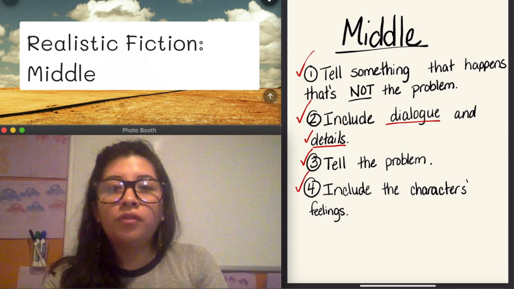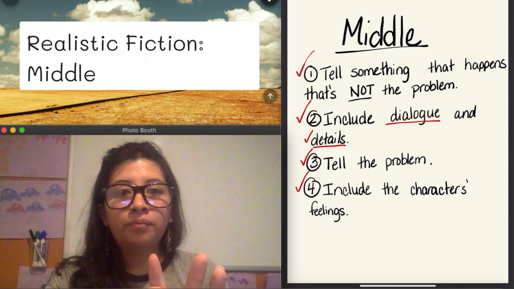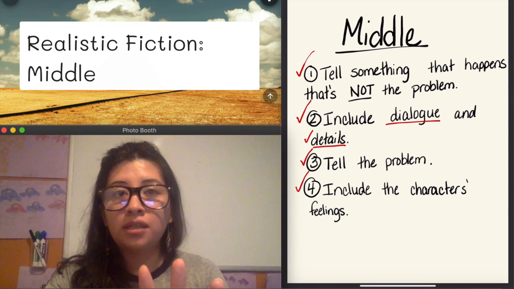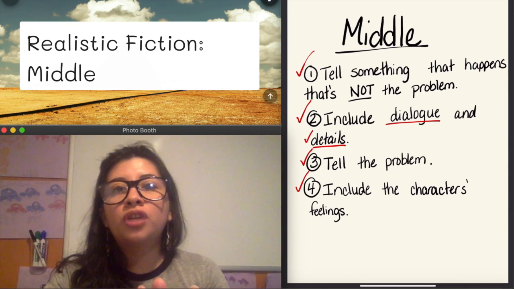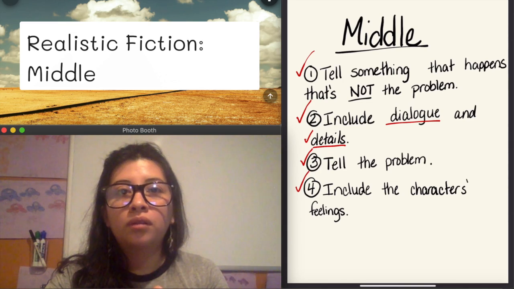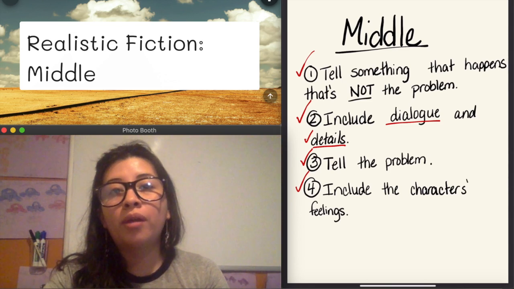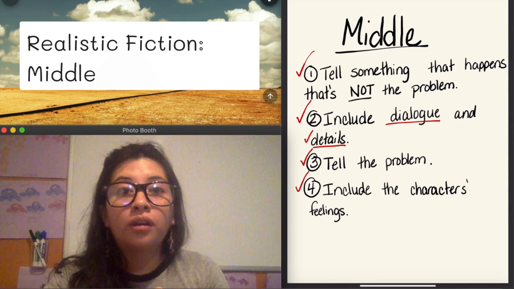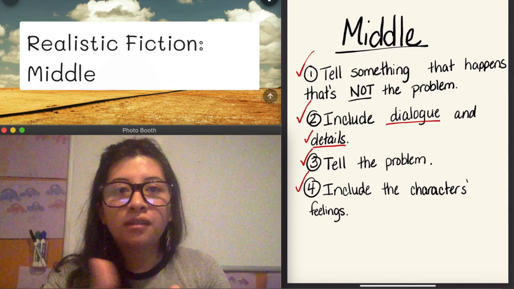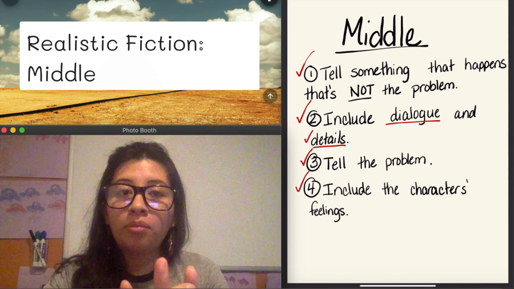So a good middle of your story has these 4 parts. It tells something that happens that is not the problem. It also includes dialogue and details. That means that characters are talking to each other. And it tells me more than just, he went to the door. Maybe you can use adjectives and adverbs. Adjectives tell me more about a noun. So maybe you could say something like, Andrew went to the white door and opened it fast. That would be details. I also included the third part, which is the problem.